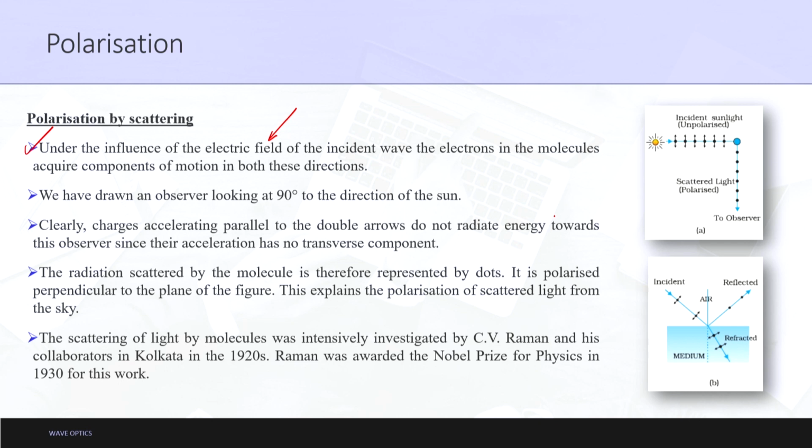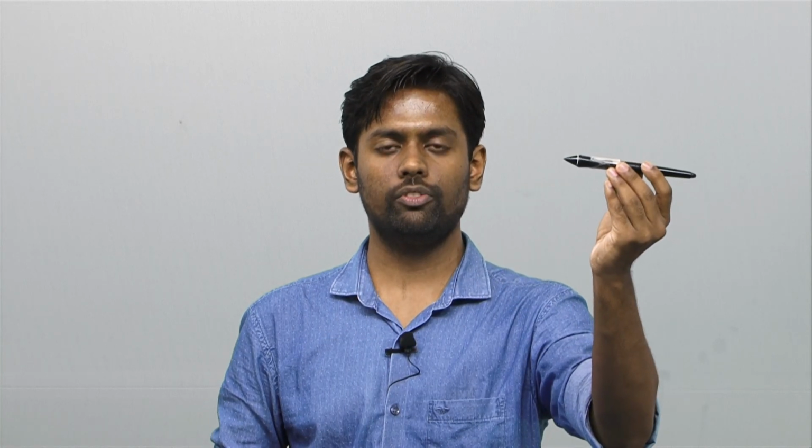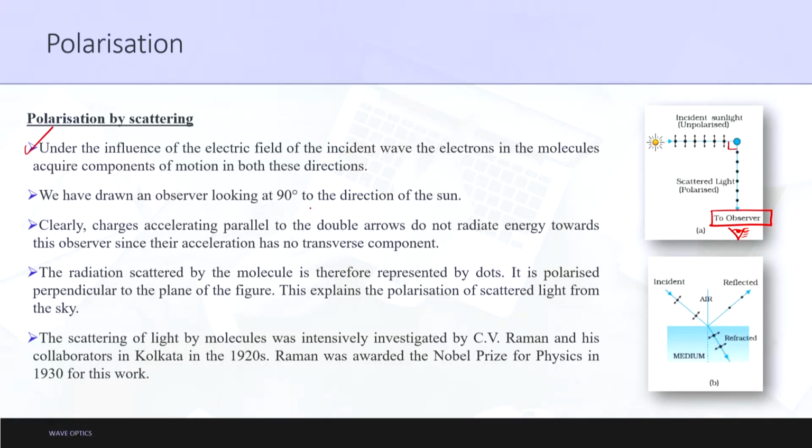Let us suppose we are the observer. The observer is here, let us suppose there is an eye kept here. We are observing the light at an angle of 90 degrees. This is very important: the scattered light to be observed should be at an angle of 90 degrees. Let us suppose the direction of sunlight is in this direction, then the viewer should be in this direction, so that the 90 degree angle is drawn and the scattering is performed. So, we have drawn an observer looking at 90 degrees to the direction of the sun.